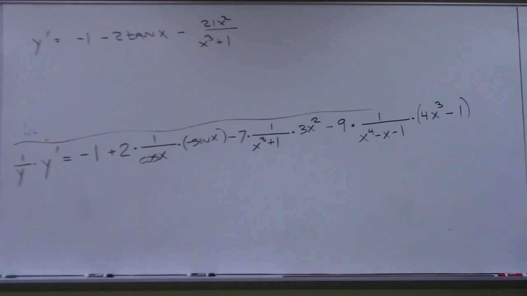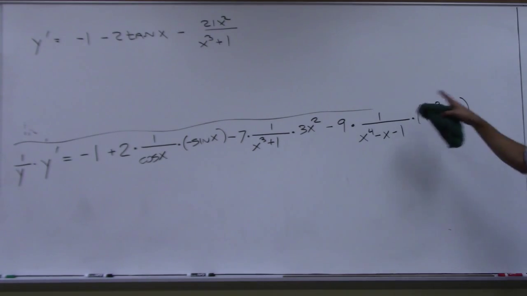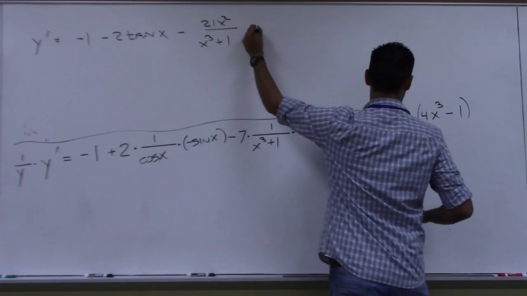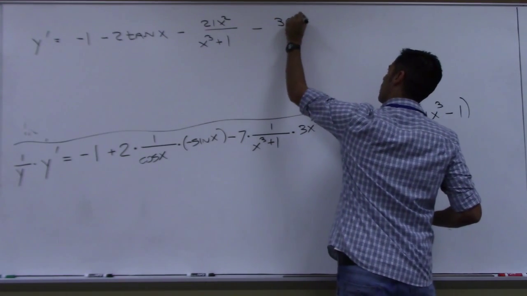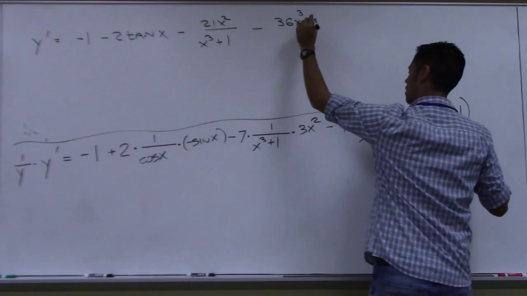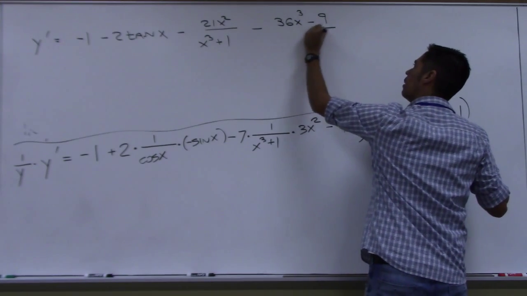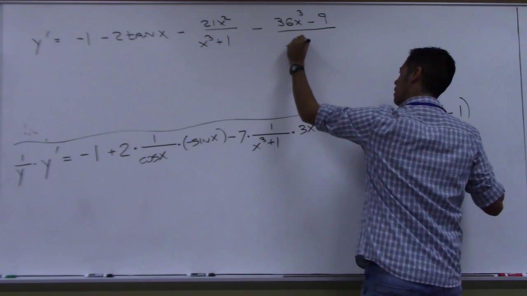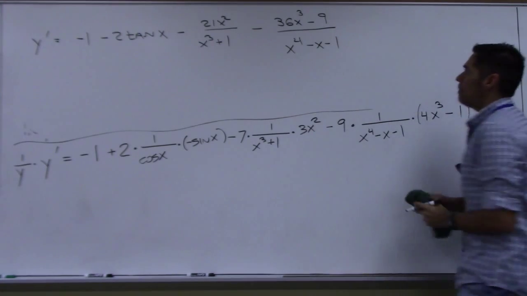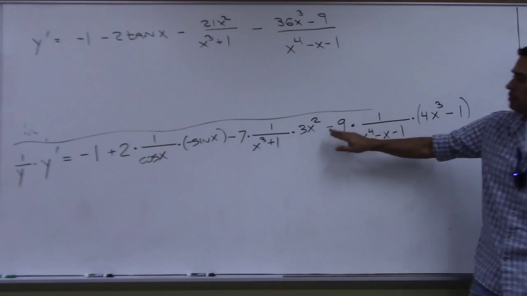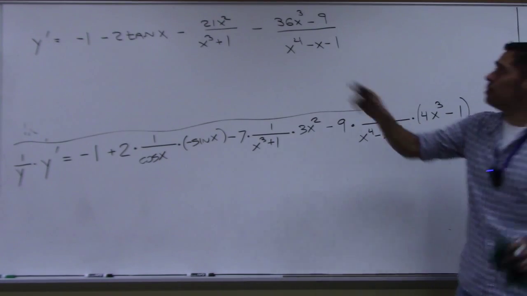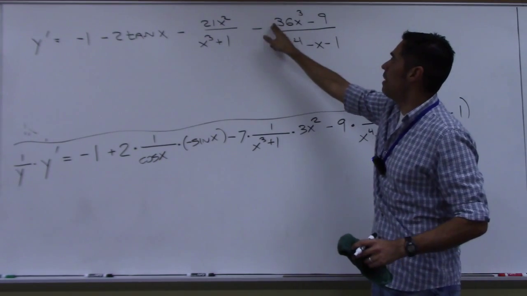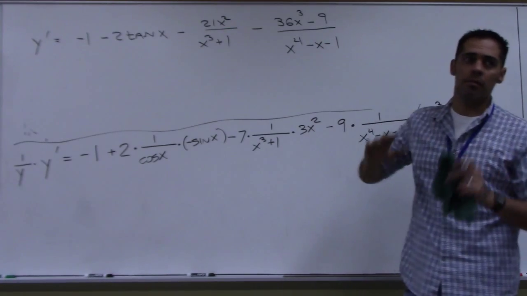Here, you want to distribute that -9 through? I'm all for that. 36x cubed plus 9 over x to the fourth minus x minus 1. Now I kept it as a negative out here, and I distributed a 9 through. If you want to distribute the negative, it'll become positive here, negative here, and positive here. They would both be correct.